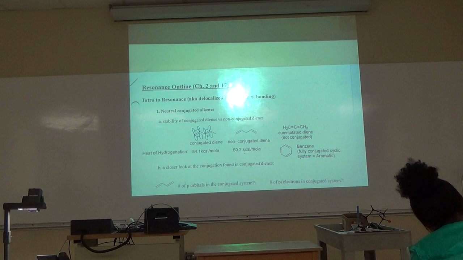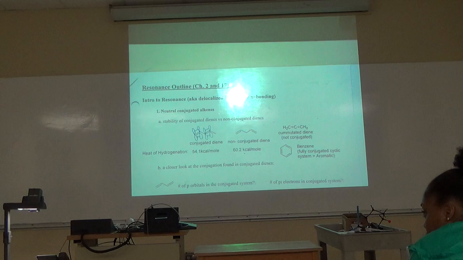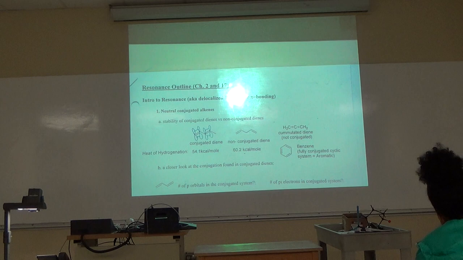Well, if they were, that would be like a pi bond. Do we see a pi bond drawn between carbons 2 and 3? No, you do not, because then you'd have a carbon with five bonds. But guess what? Those p orbitals are interacting. They're right next to each other. They are.